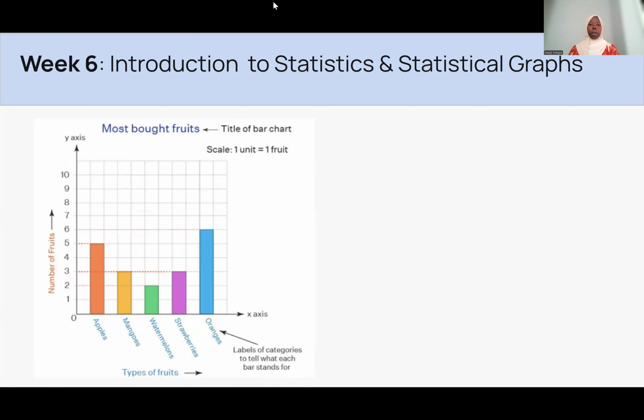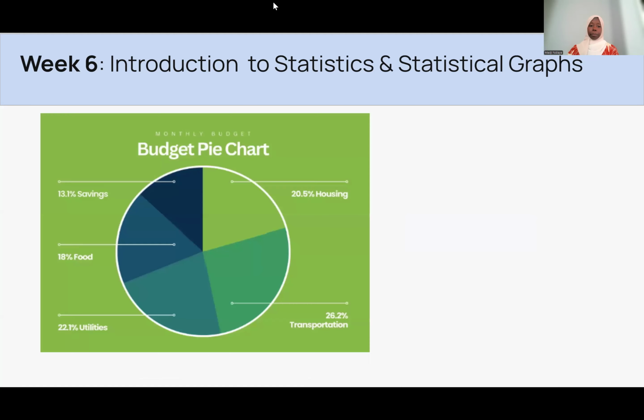Another example of a statistical graph would be this bar graph. So again, we don't really know much about the context, but I can just look at it and be able to tell which type of fruit had the most. Here it's oranges, which one had the least, watermelons. I can make comparisons. The watermelons, it was only two fruits and so on. So a lot more information than just a table of values.